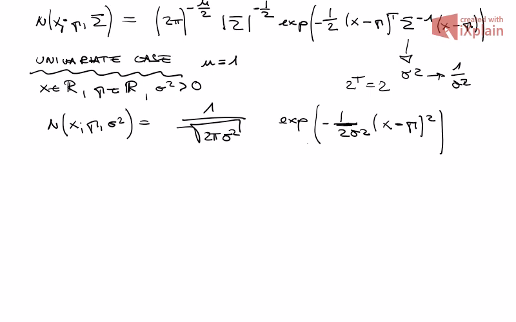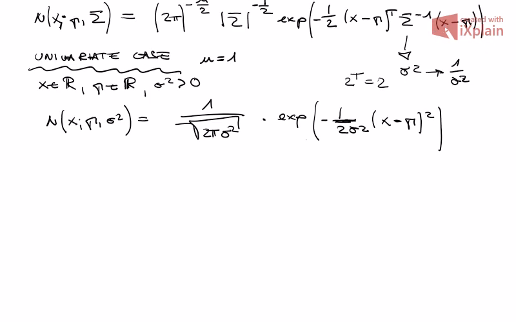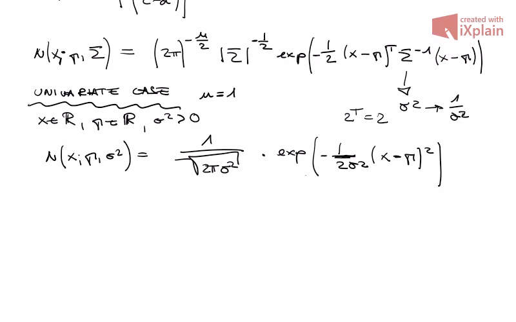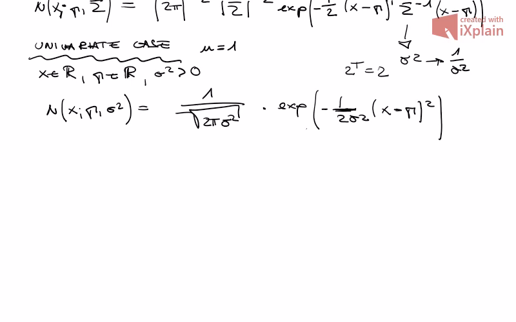So that's the univariate Gaussian probability density function, as I also wrote it last time. So the multivariate Gaussian probability density function is just the extension of the univariate case. I hope I didn't forget something. So now let's have a look at what that actually means.